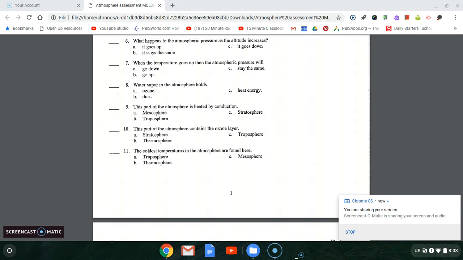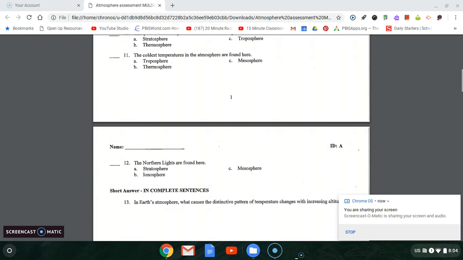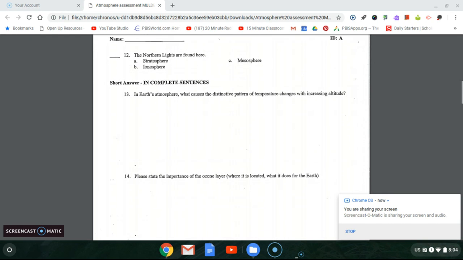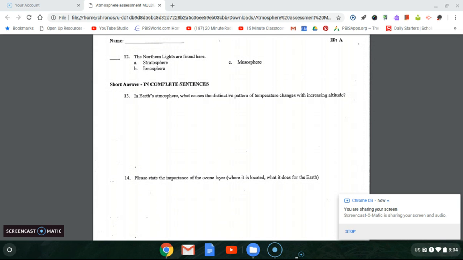Number 11. The coldest temperatures in the atmosphere are found here. A, the troposphere, B, the thermosphere, or C, the mesosphere? Number 12. The northern lights, also called the aurora borealis, are found here. A, stratosphere, B, ionosphere, or C, mesosphere?